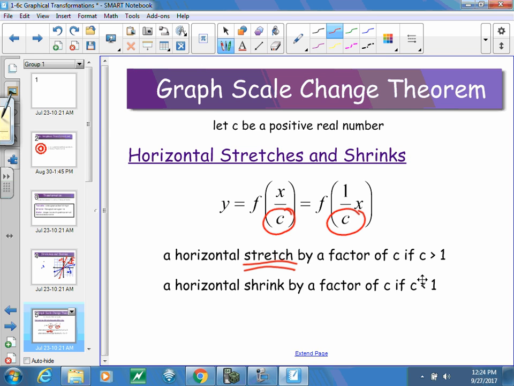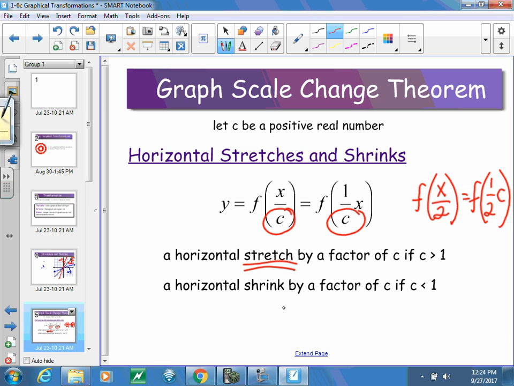Now you have to be careful with that, because when you look into the function, it's not going to look like a number greater than 1. For example, if we want to say that c is 2, if I put a 2 in here, I get f of x divided by 2. Or we could look at this as f of 1/2 times c. If I want to stretch this by a factor of 2, when I put it into my function, it's actually going to look like I'm taking 1/2 of something, which actually is stretching it.